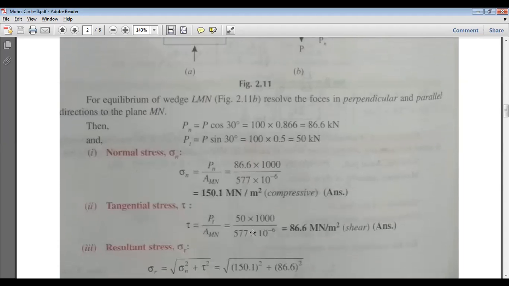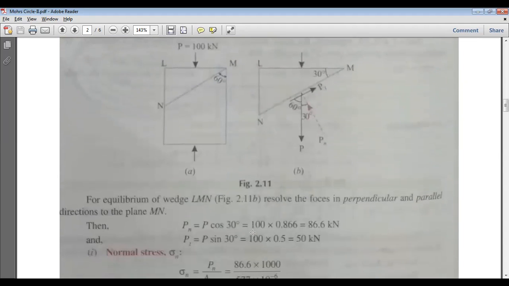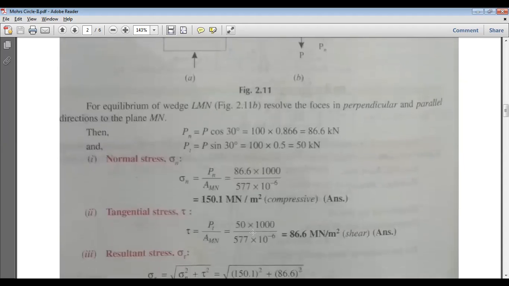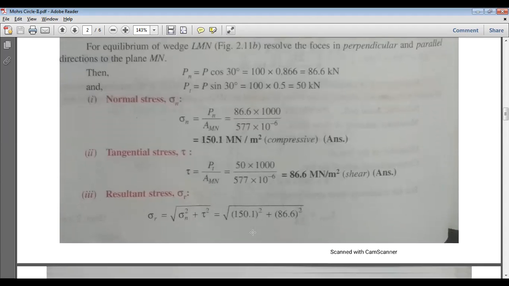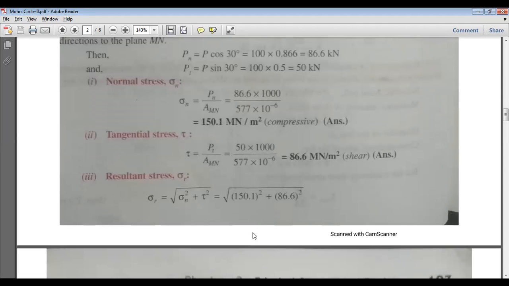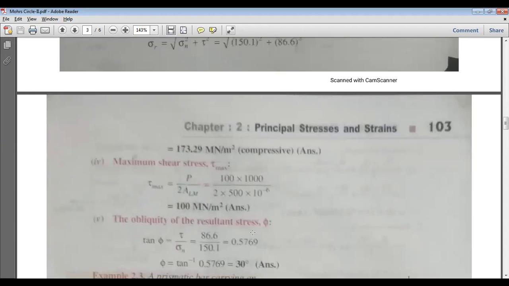So once we have found the normal stress, Pn by A MN, the area of the face MN we have already calculated. So substituting this value, we'll be finding normal stress. Then when we have found the area of MN face, we can calculate tangential stress. Tangential stress tau is given as Pt by A MN. So this is again calculated. Resultant stress: squaring and adding and taking square root will give us the resultant stress sigma r. So this way we'll find sigma r.